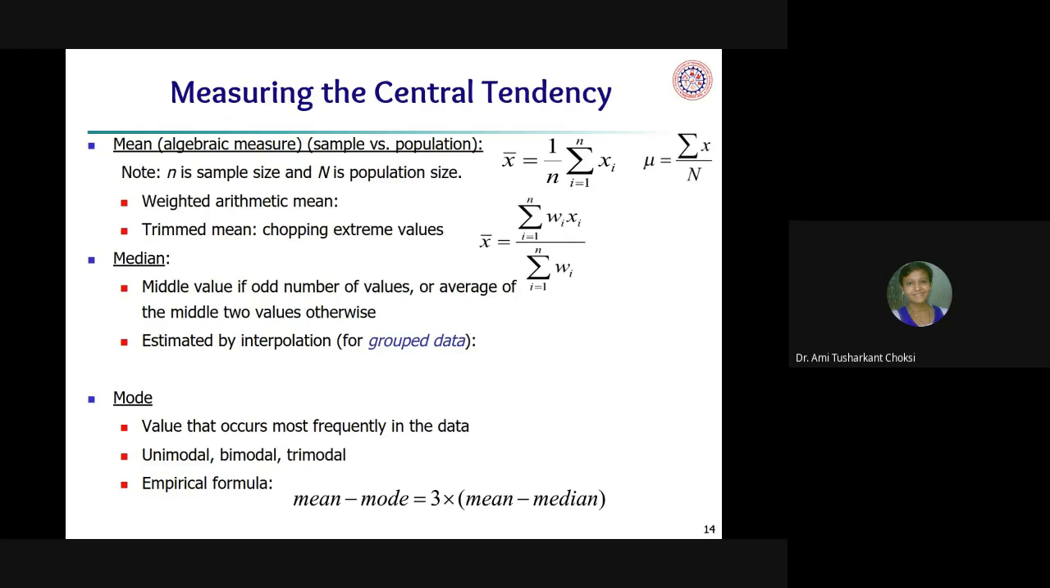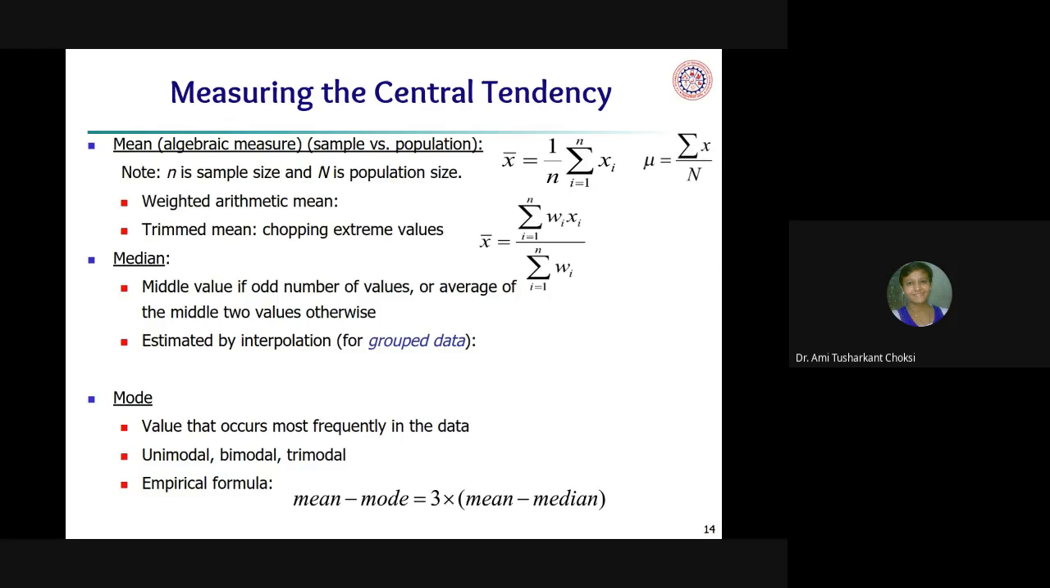We can have the trimmed mean. That means what? Chopping extreme values. If we have, say, 5 data, let us say I remove one data from the right side, and the same way I remove one data from the left side. Now we have 3 data, and from that we calculate the mean. That is what is called the trimmed mean.